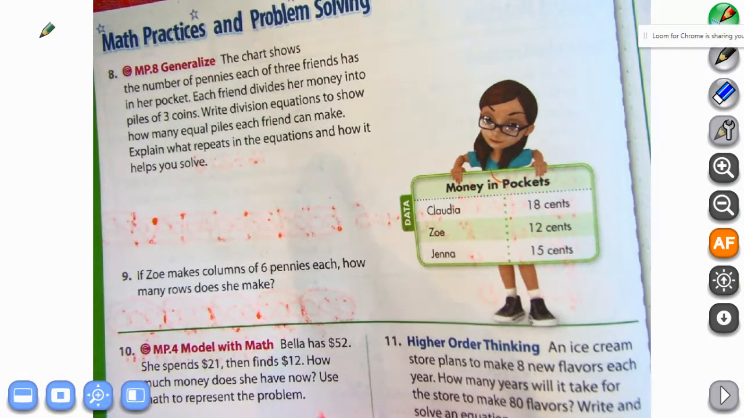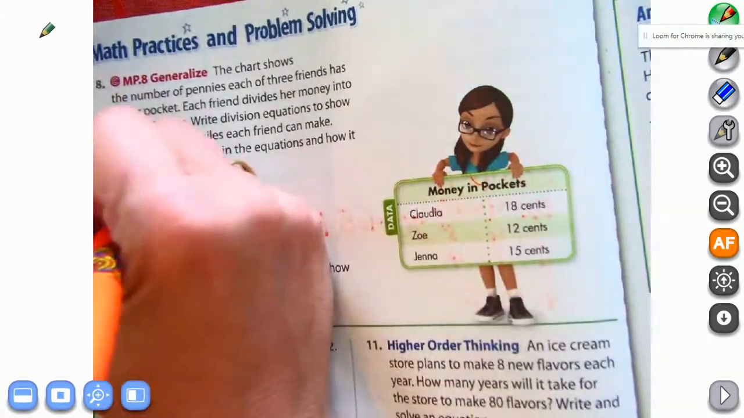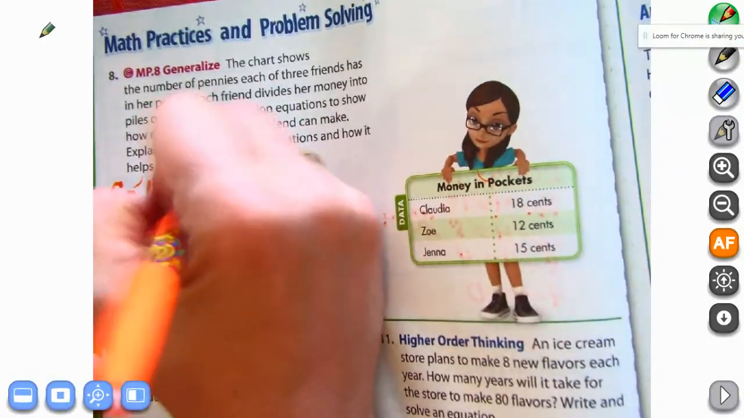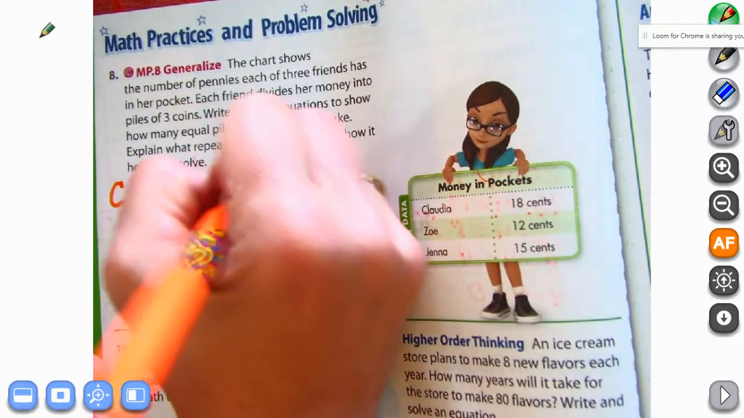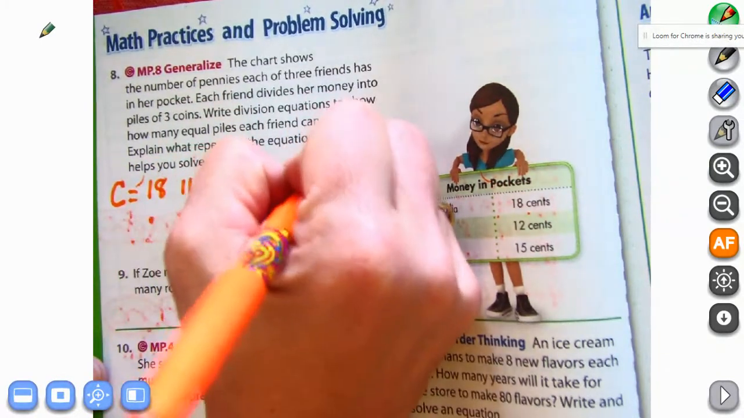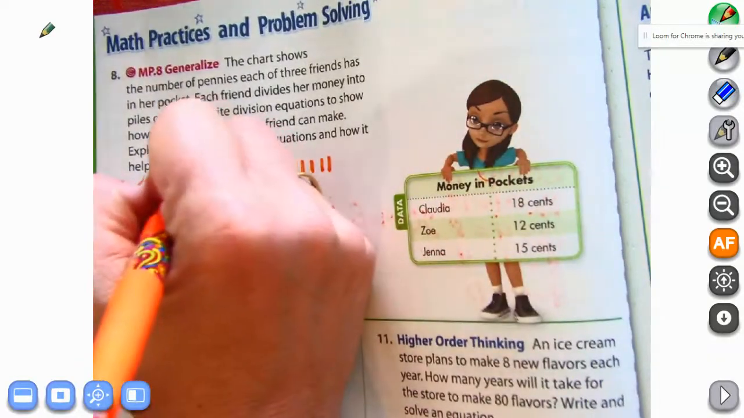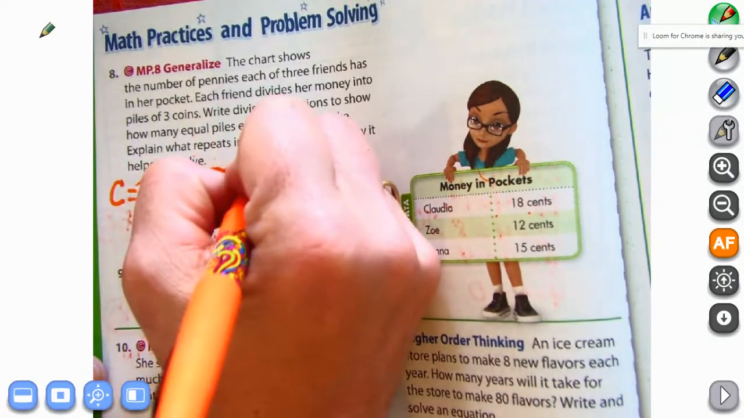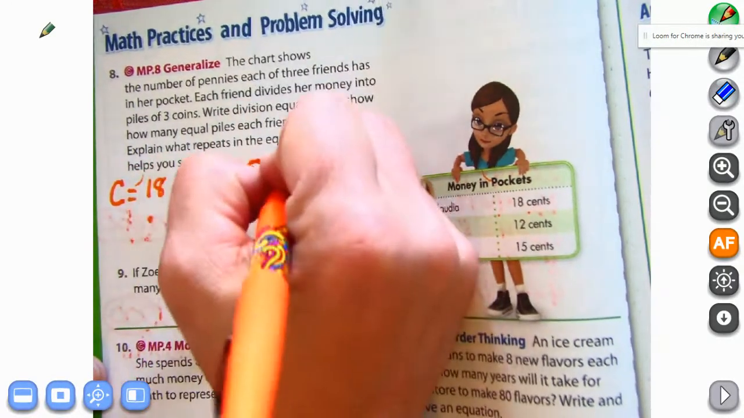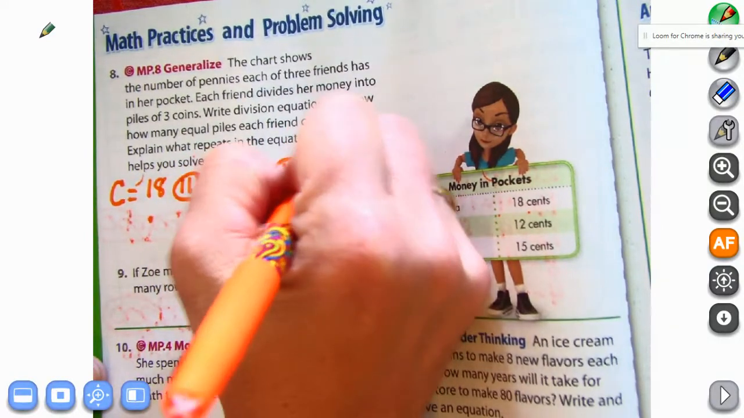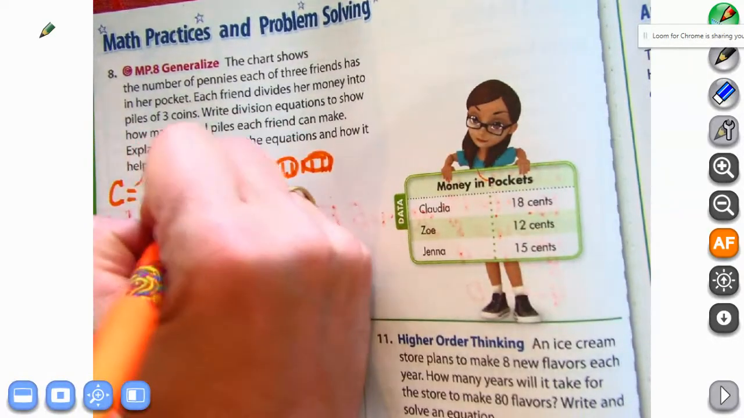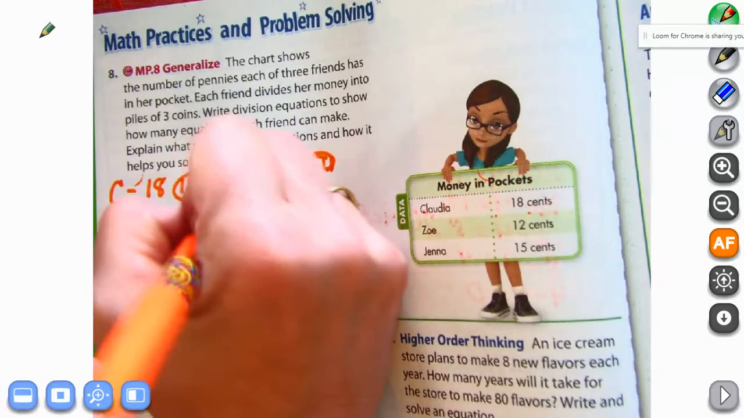All right. So let's do a C for Claudia. She's the first one. She has 18. So we're going to do piles of 3 for hers. Okay. 1, 2, 3, 4, 5, 6, 7, 8, 9, 10, 11, 12, 13, 14, 15, 16, 17, 18. Piles of 3. 1, 2, 3. 1, 2, 3. 1, 2, 3. 1, 2, 3. 1, 2, 3. 1, 2, 3, 4, 5, 6. Okay, we have 6 of them. So we can make 18 divided by 3 equals 6.